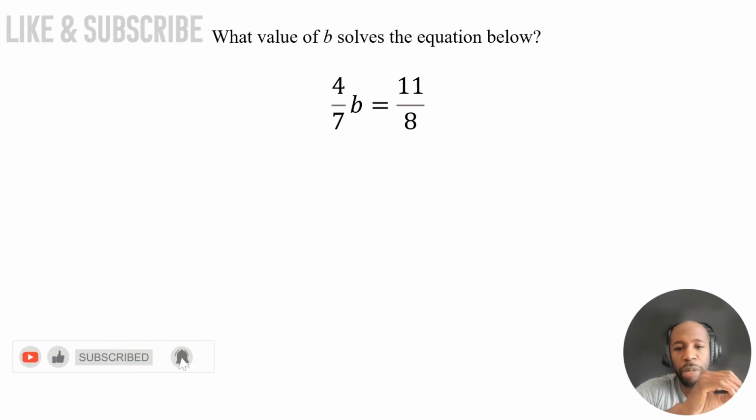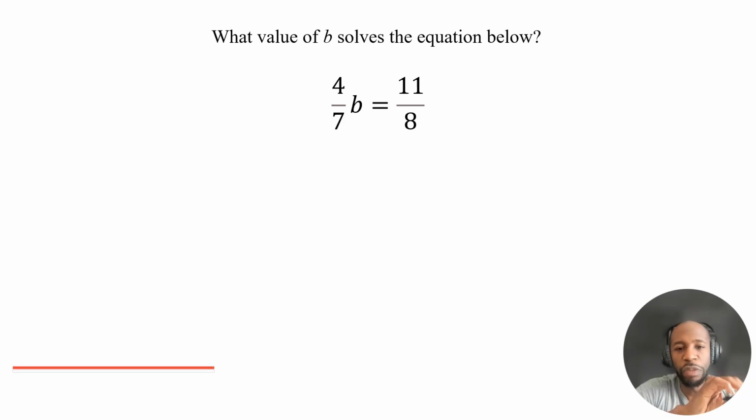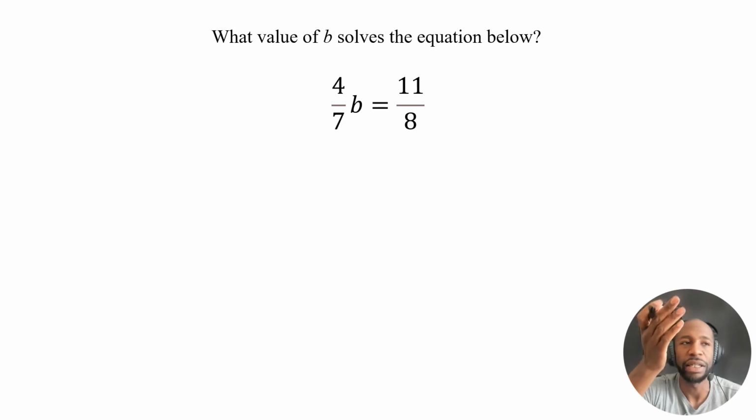All right, so this problem says, what value of b solves the equation below? 4/7 times b equals 11 over 8. Now, if you look at this a certain way, like, man, what in the world can I multiply by 4/7 to get 11 over 8? Then you're going to puzzle yourself. That's not the way to approach this.